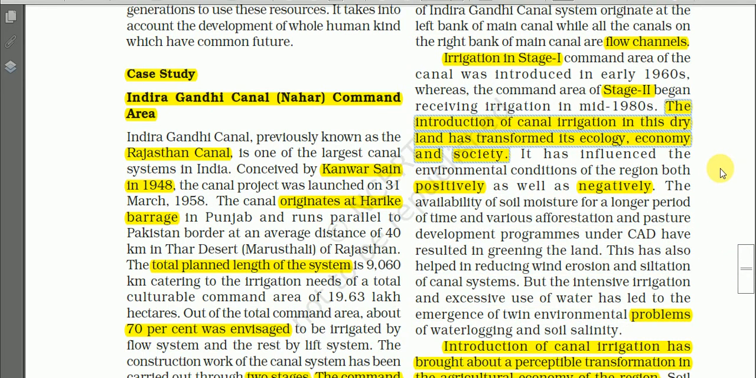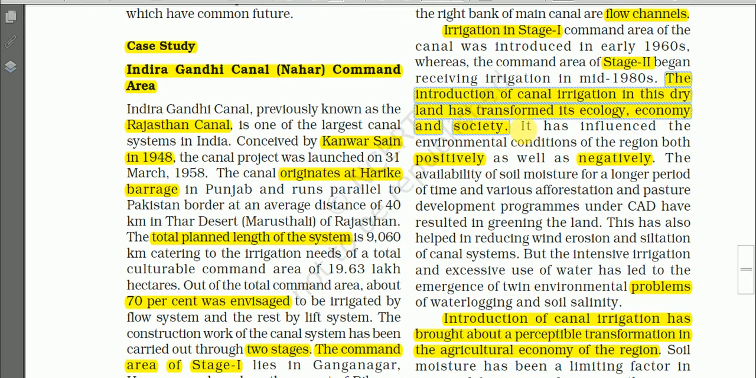So let us read. The introduction of canal irrigation in this dry land has transformed its ecology, economy, and society. With the introduction of canal irrigation in these dry lands of Rajasthan, the ecology, the economy, and the society of the state have been transformed. It tells the achievement or the contribution of the project, and it has influenced the environmental conditions of the region both positively as well as negatively.